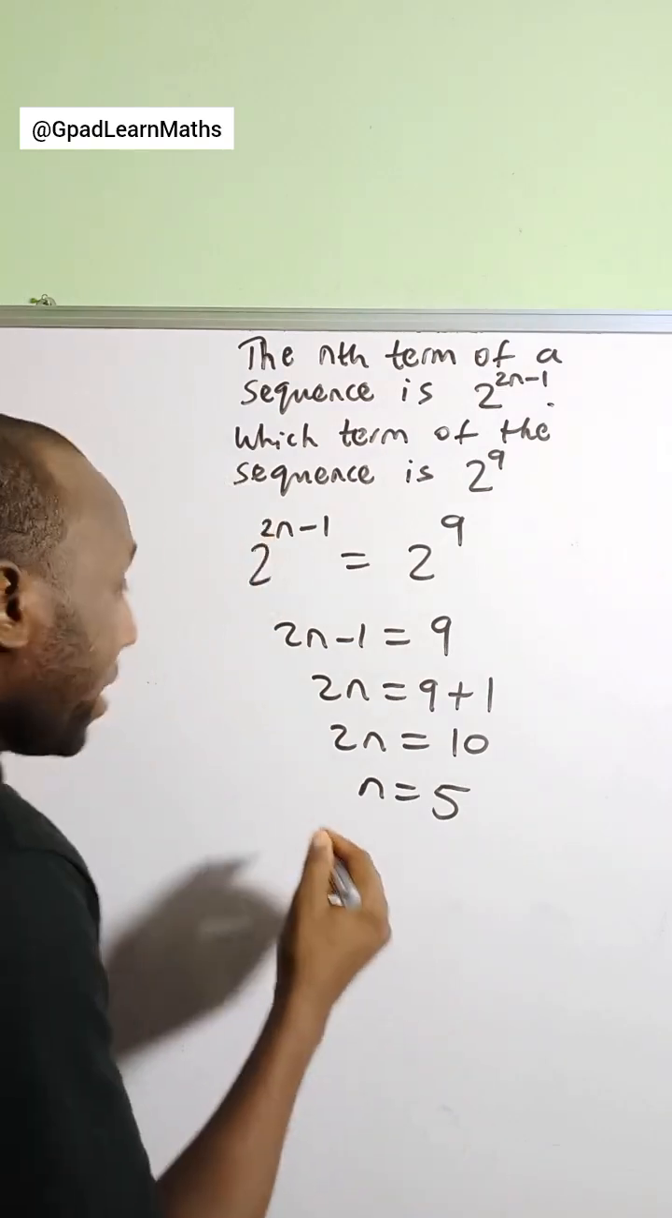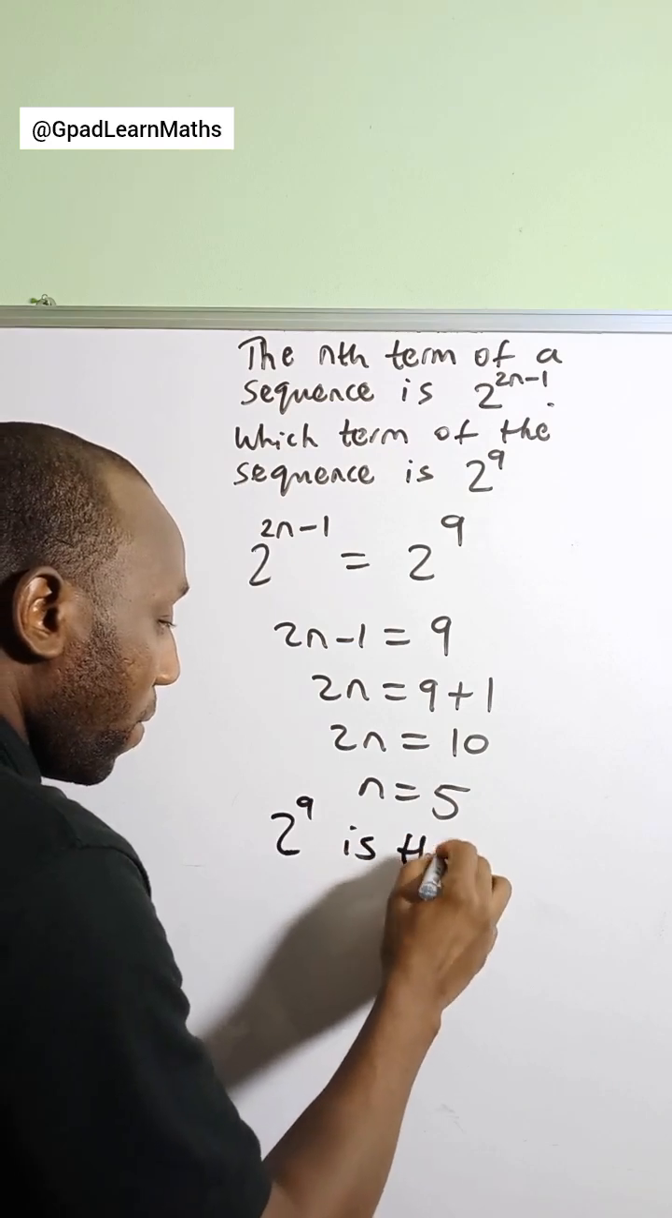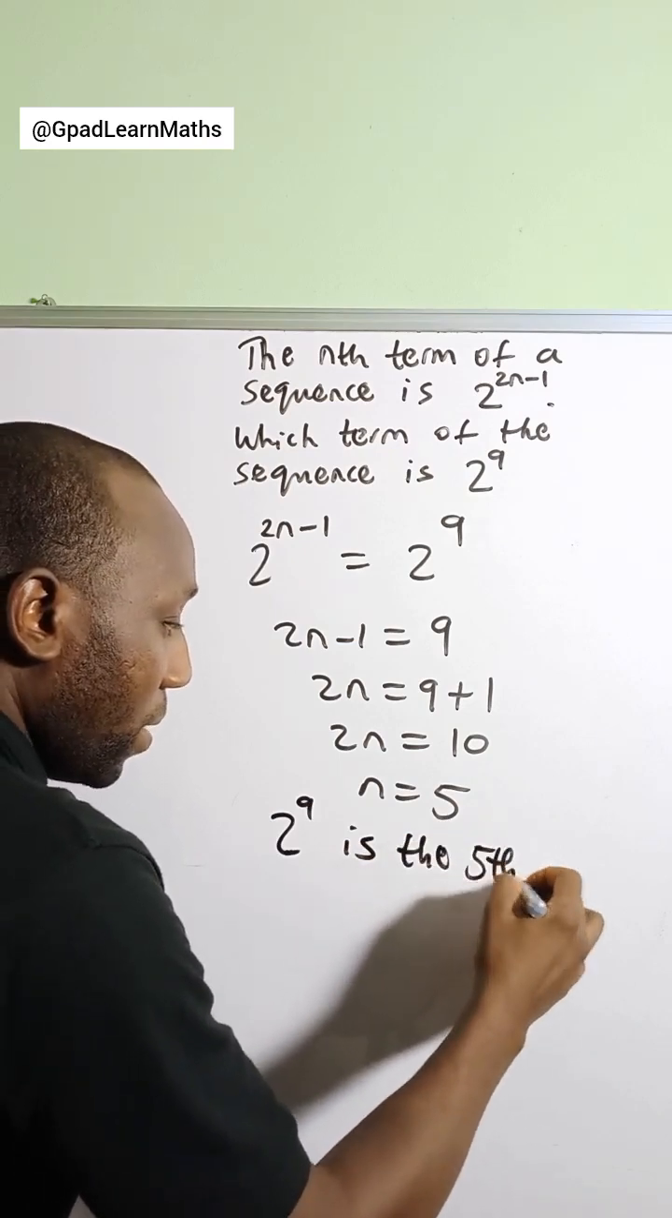So we can end by saying that 2 raised to the power 9 is the 5th term.